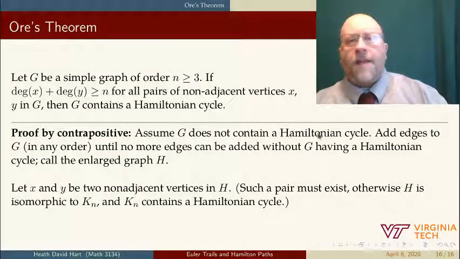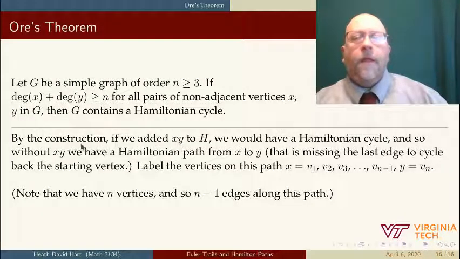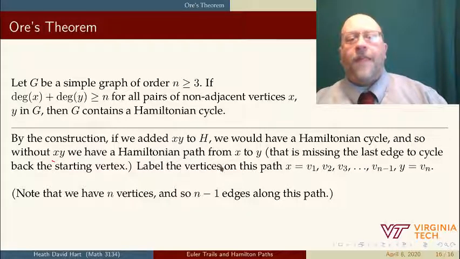If the graph doesn't contain a Hamilton cycle, we're going to add edges to G until we can add no more edges without having a Hamilton cycle. Call this enlarged graph H. Pick two non-adjacent vertices in H. We have to have a pair. Otherwise, if every pair of vertices is adjacent, we have a complete graph, and complete graphs have Hamilton cycles. By the construction, if we added xy to H, we would have a Hamilton cycle. And so without this pair, we have a Hamilton path from x to y. It's just missing the last edge that cycles back to the first vertex.